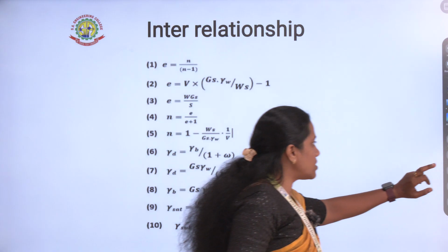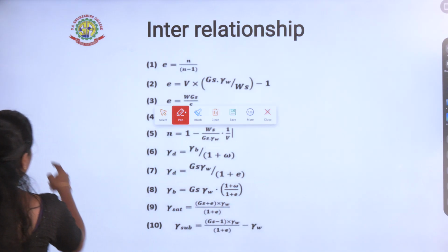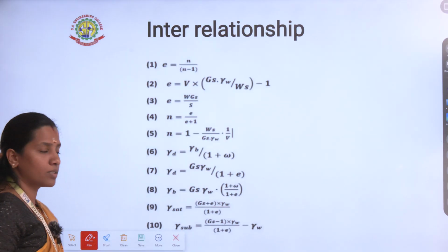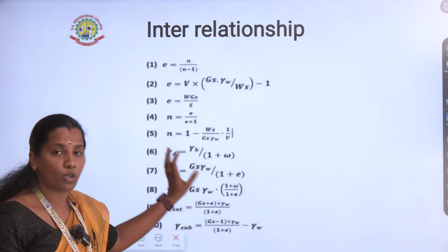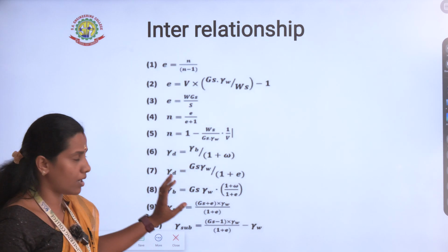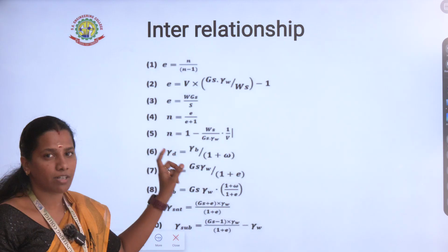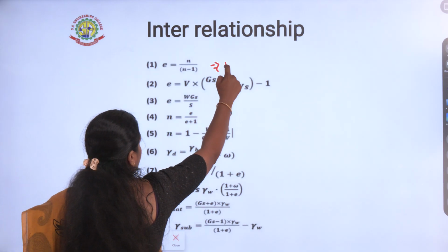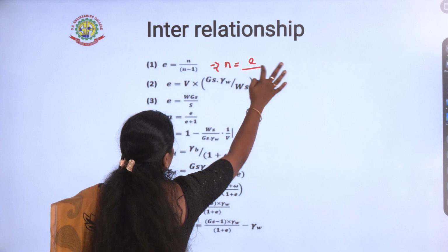I would like to first start with the first formula, which is the interrelationship between voids ratio e and n. Can you please note down that these are the most important formulas. These formulas will be used to solve these problems. The first formula: e is equal to n divided by 1 minus n. And this can also be written in terms of porosity, which is n is equal to e divided by 1 plus e.